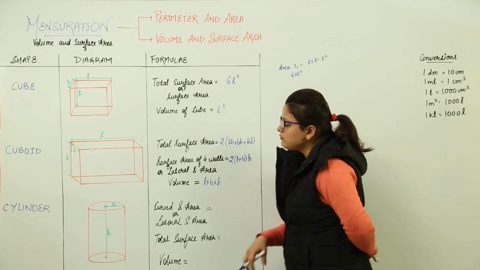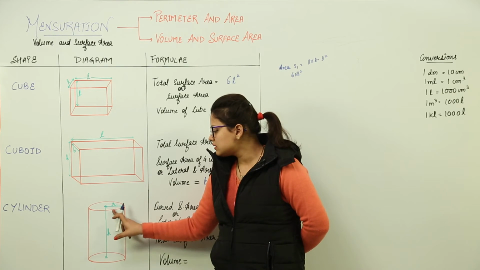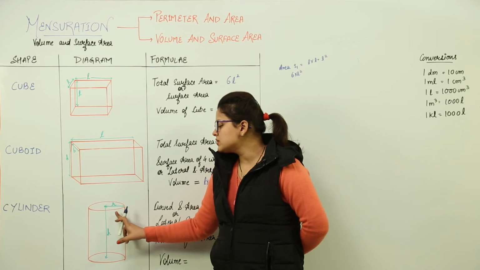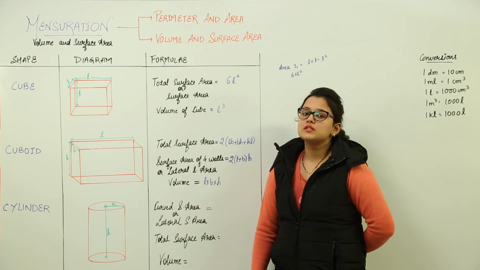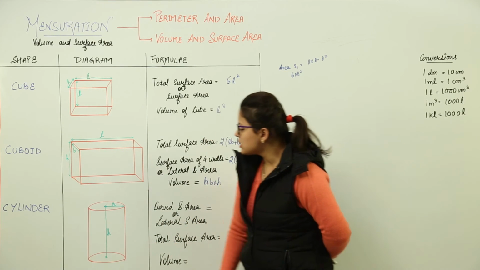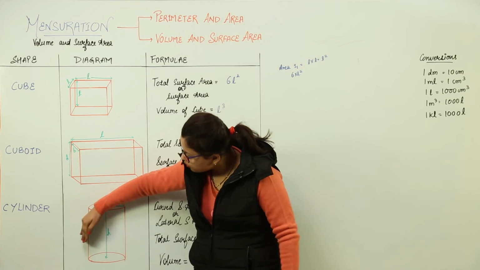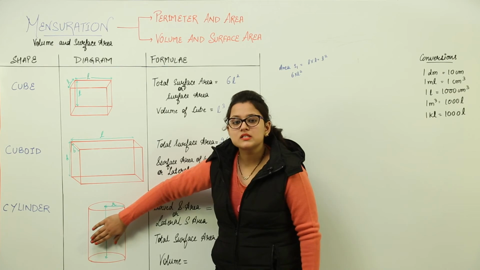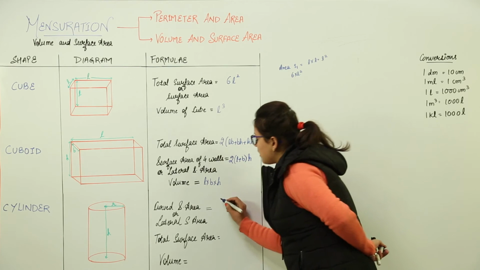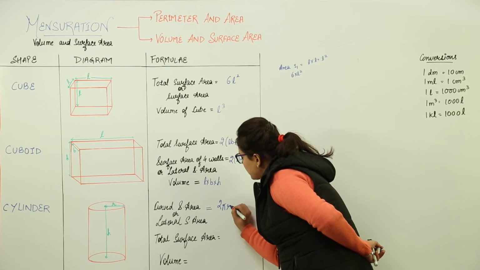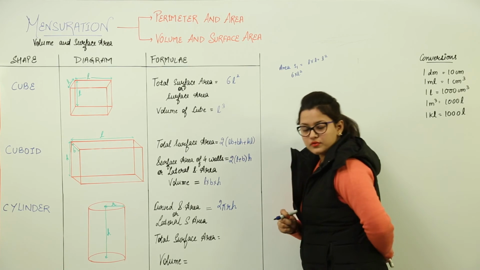Moving on to the cylinder, we know there are two measurements required for a cylinder. One is the height of the cylinder, and one is the radius, because the top and bottom of a cylinder are circular in shape, so the radius will be equal in both cases. So the curved surface area or lateral surface area, by this we mean only the curved part, excluding the top and the bottom part. We get the curved surface area, which is equal to 2 pi r h. This is the curved surface area or lateral surface area of the cylinder.